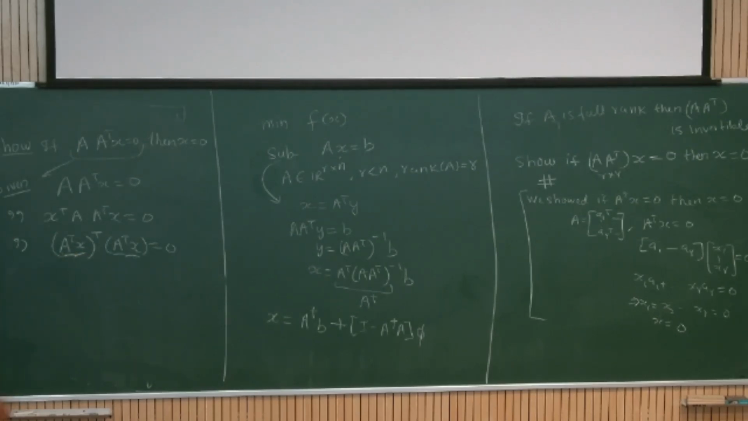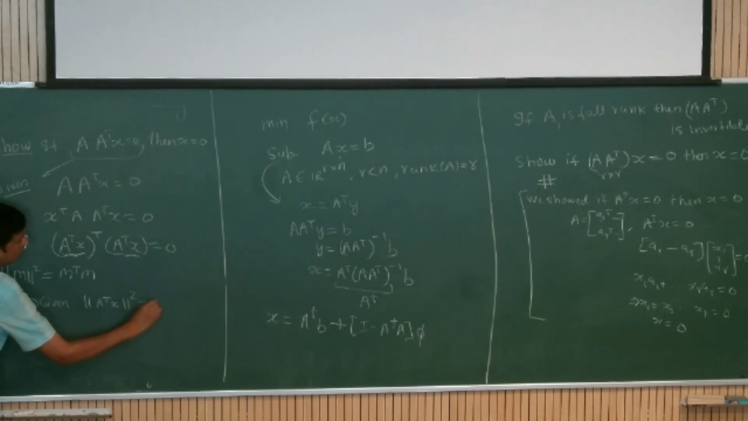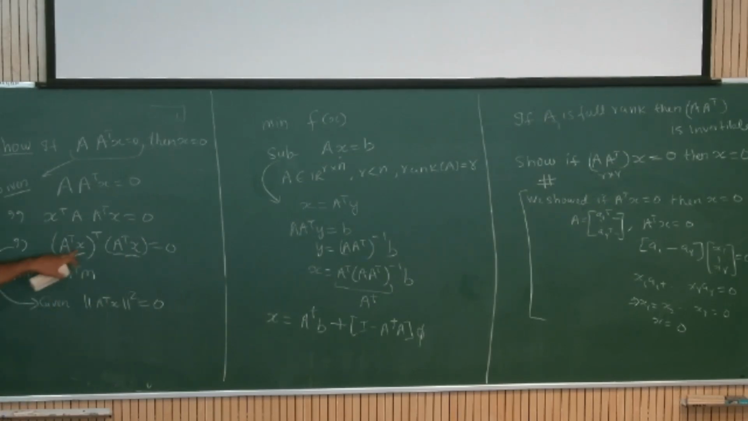Everybody with me? What is the 2 norm of a vector? Let's say I have a vector M. This can be written as M transpose M. Yes or no? So what can this convert to? Given norm of A transpose X, which is a vector, squared, is equal to 0. Yes or no? It's just the transpose of this times this. This is a vector, an R cross 1 vector.